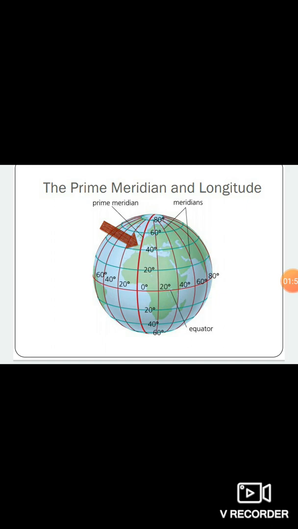There are longitudes up to 180° eastward as well as 180° westward. One interesting fact is that 180° east and 180° west is the same line. To locate places on earth, we should know latitudes and longitudes. If we know latitudinal values and longitudinal values, we can locate a place very easily.